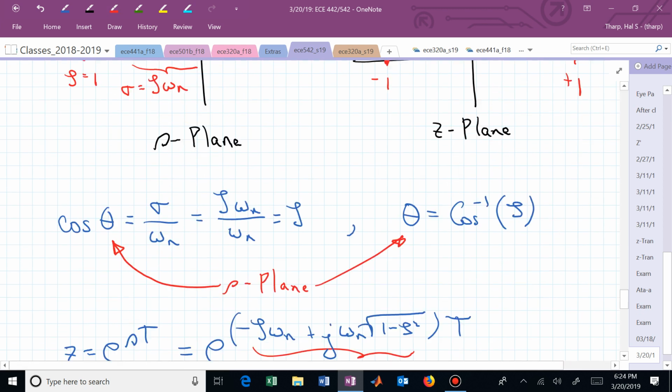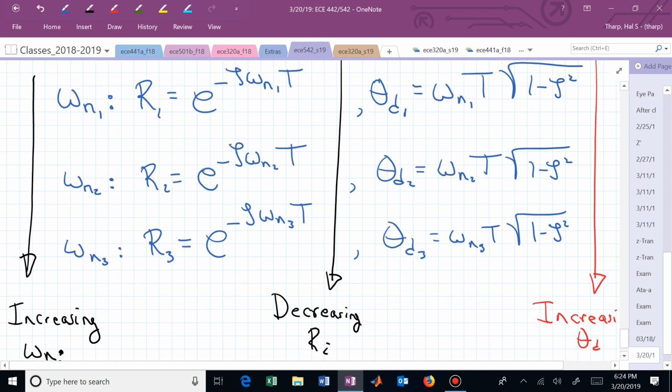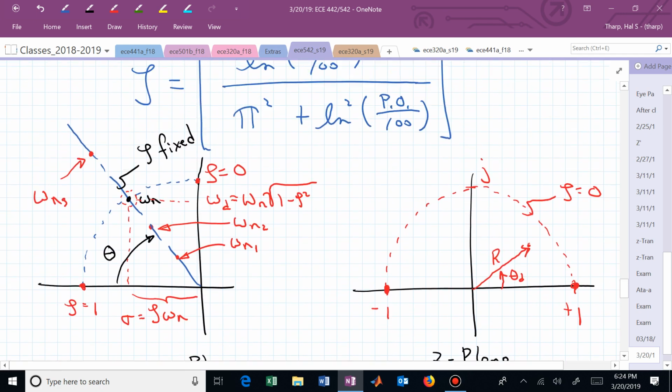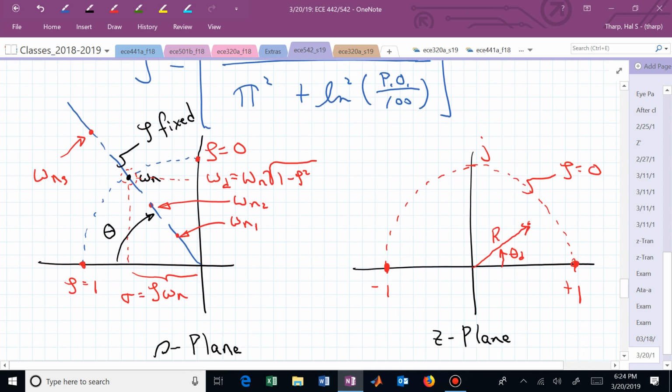Well, we just said what happens to r and theta sub d as we fix zeta. Now zeta is fixed at 0.9, and now we vary omega n. Well, we decrease r, so we're collapsing in distance away from the origin, but what happens to our angle? It gets bigger, doesn't it? So can you draw that in the z-plane? We are shrinking in r. We're getting close. Our radius is getting smaller, but our angle is getting bigger.